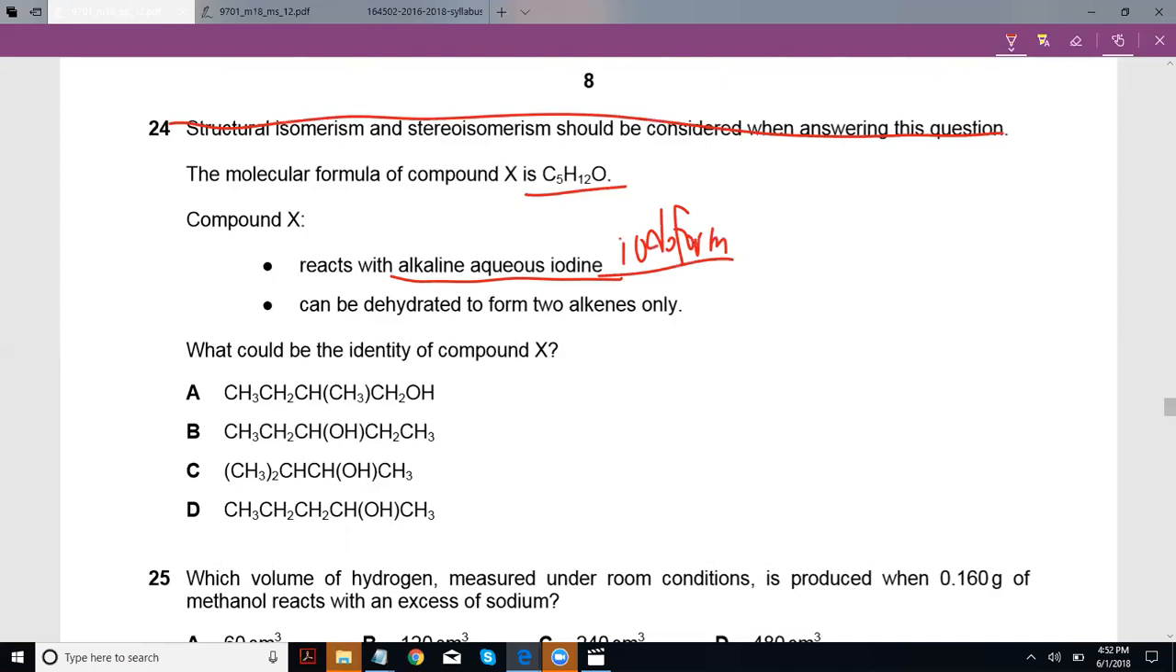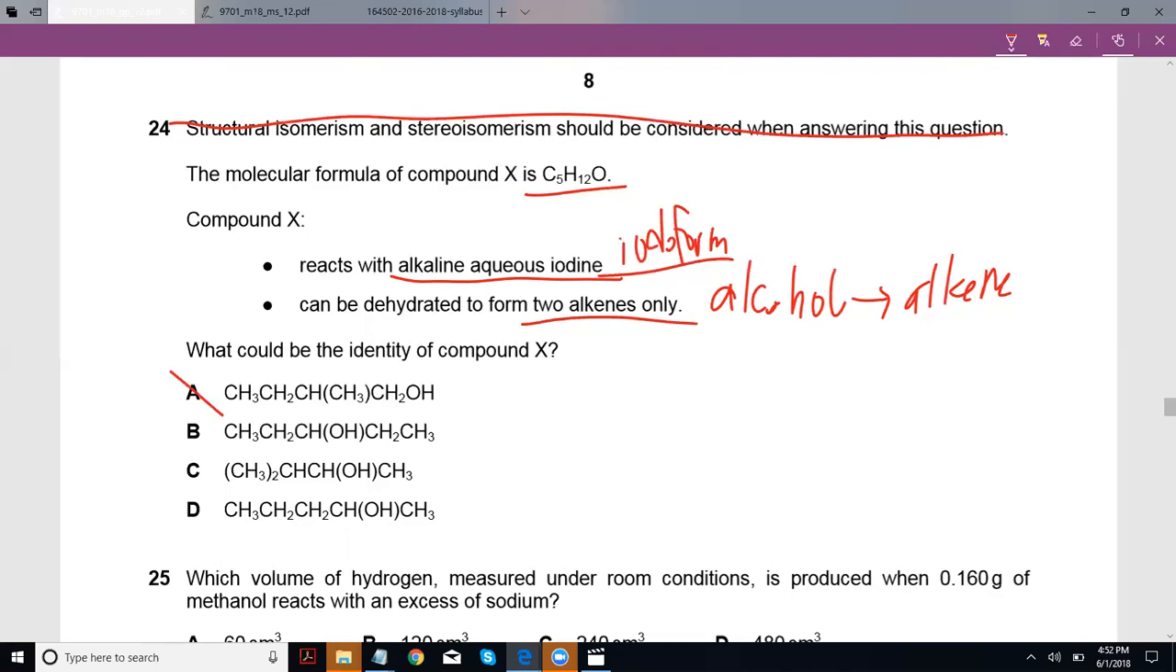It can be dehydrated to form two alkenes only. So basically, when you go from alcohol to alkene, that is your dehydration. But it can only form two alkenes. So that gives you an idea of how the alcohol would be bonded. Now, let's just look at the options because that will be easiest.